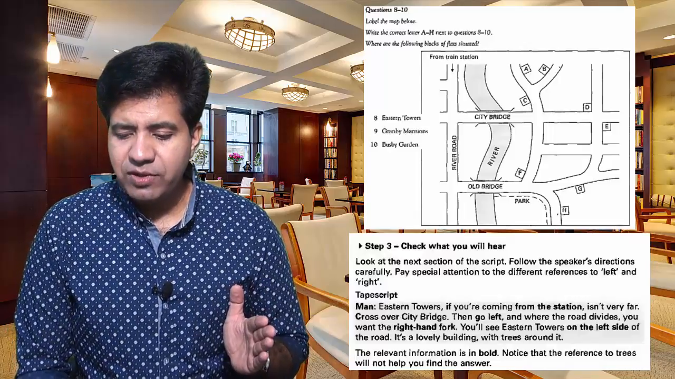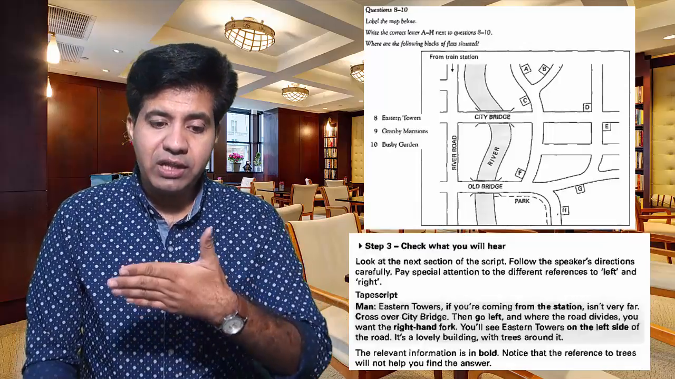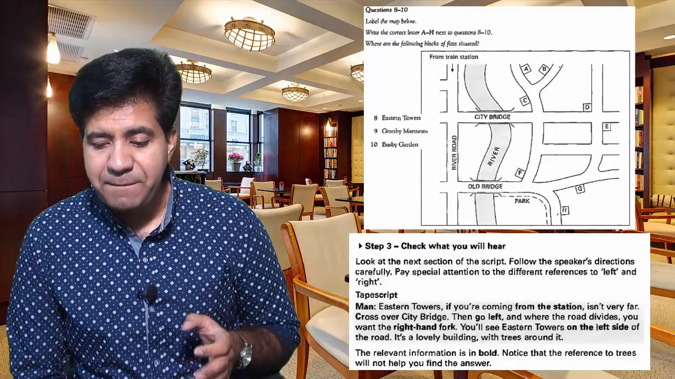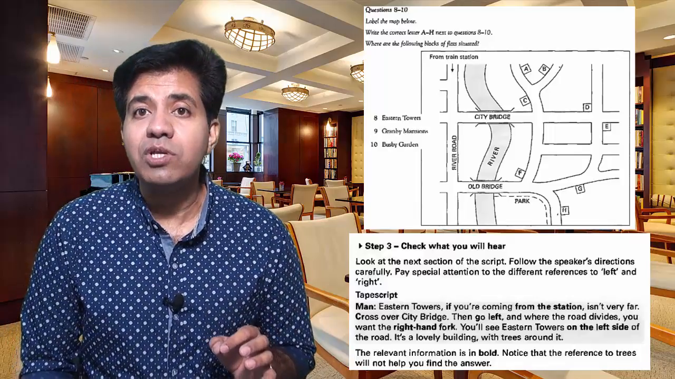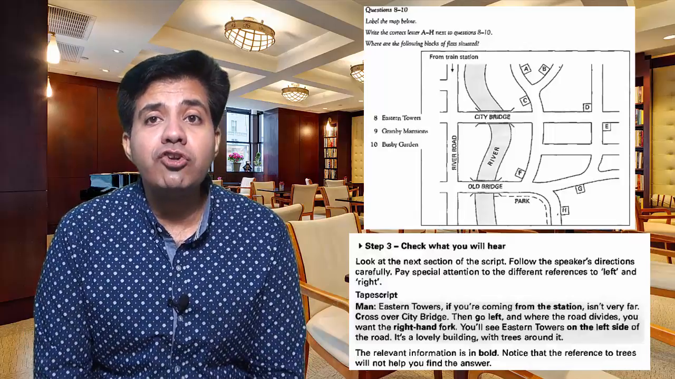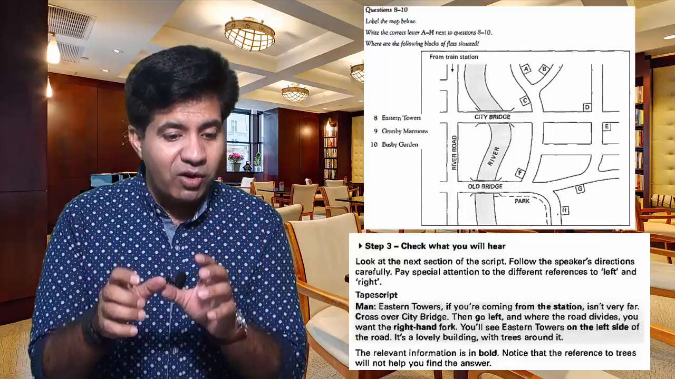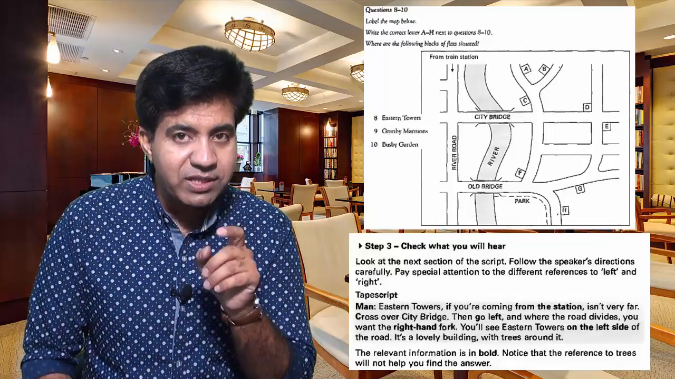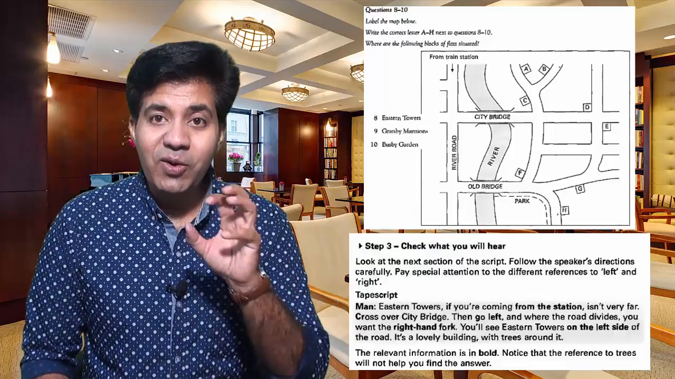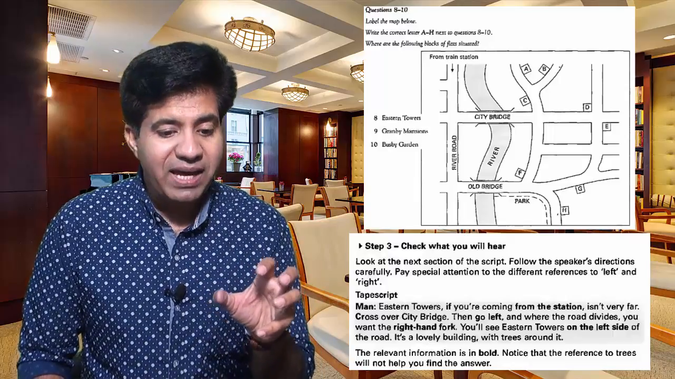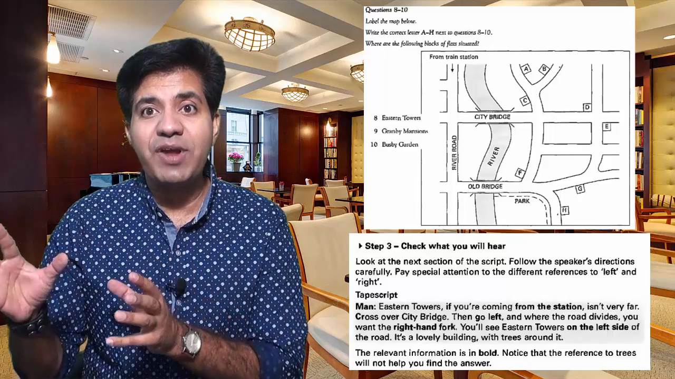You'll see Eastern Towers on the left side of the road. That is actually B. And then they say, it's a lovely building with trees around. Now don't say, I can't see any trees. There are no trees, okay? But they've only told you about the place. Now don't just say, well, B is not the right option because there aren't any trees. In maps, they don't show the trees like that, okay? So don't be misguided by seeing that there are no trees around. How can I pick this B? So that is a trap basically.